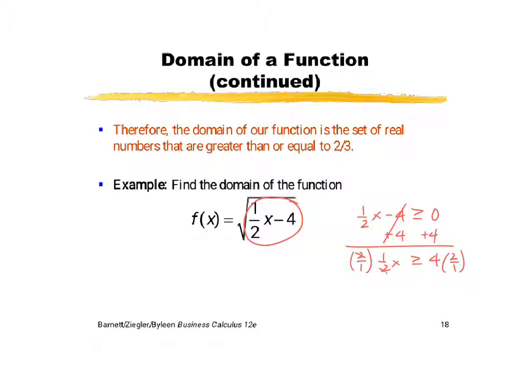Okay, so either one gives you the same thing. Okay, so on the left side, we get 1 times x, which is just going to be x, is greater than or equal to 4 times 2, which is 8 over 1, or just 8. So our domain is the set of all x such that x is greater than or equal to 8. Or we can say the domain is 8 to infinity. So it can be 8 or any value greater than 8.